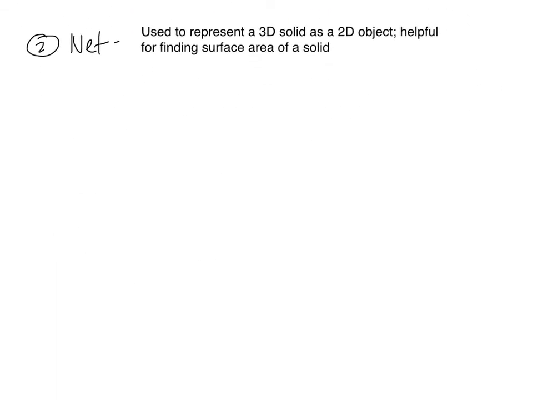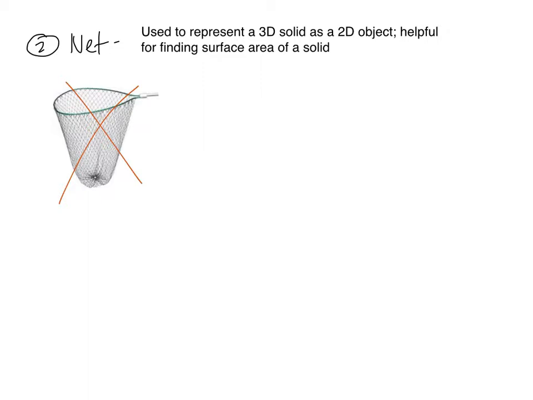So let's talk about a net. A net is not that. Well, okay, it is, but not in math. In math, when we talk about a net, we're talking about something that's used to represent a 3D solid as a 2D object. Now, it's helpful for finding the surface area of a solid.